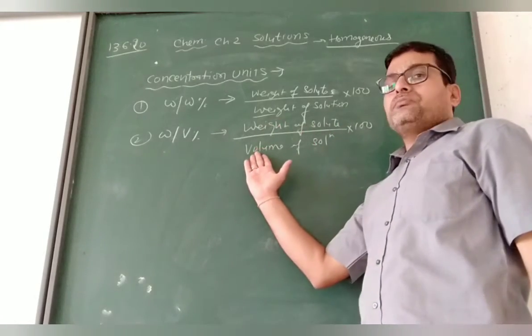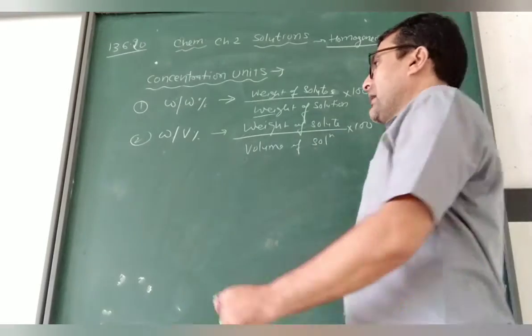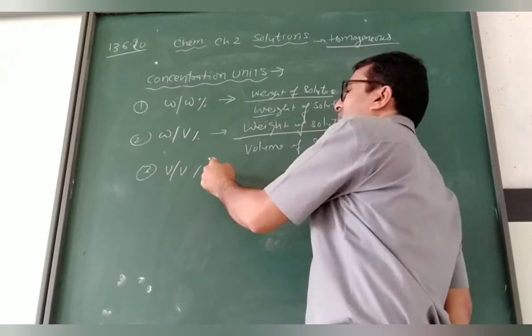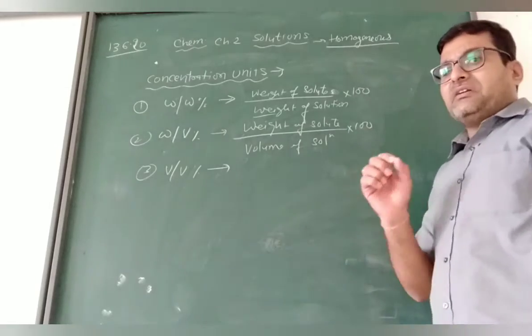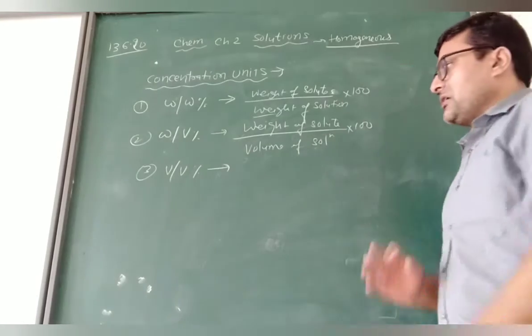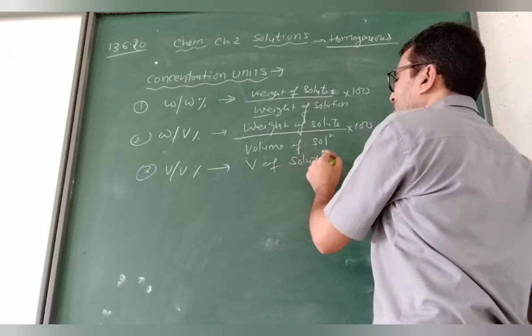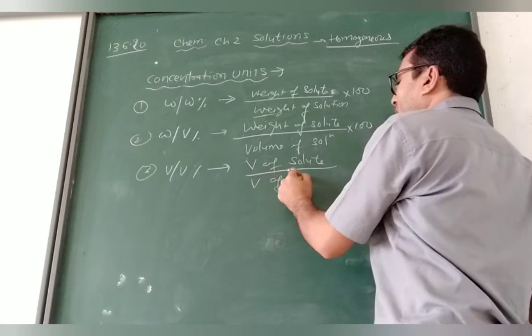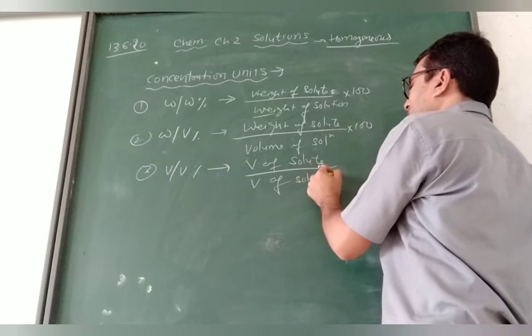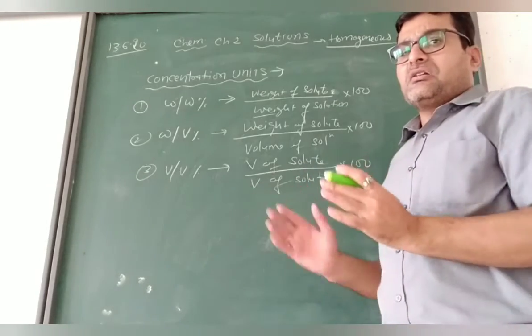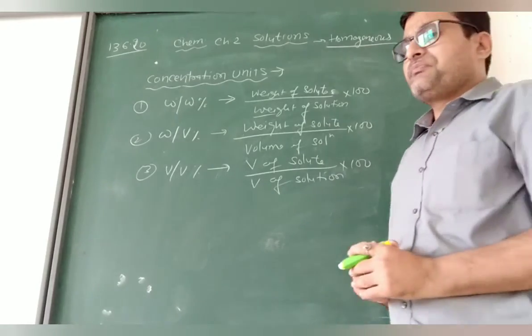Here weight by volume percentage, and if it is volume by volume percentage, then we take the volume of solute, one component, volume of solute upon volume of solution into 100. These are the general concentration units.